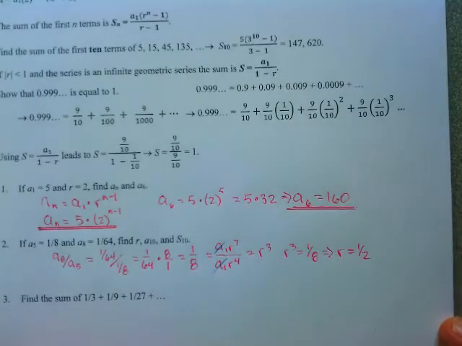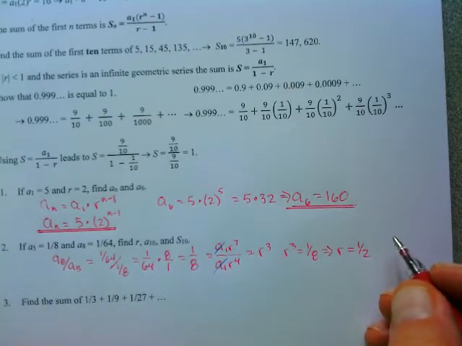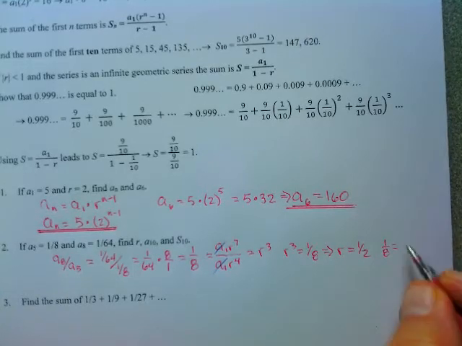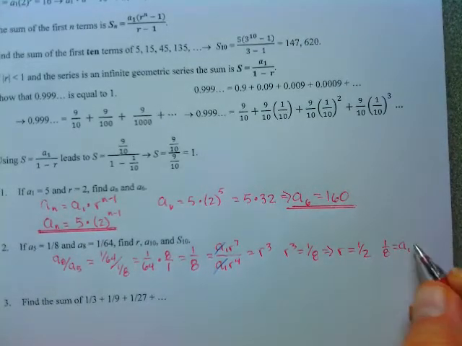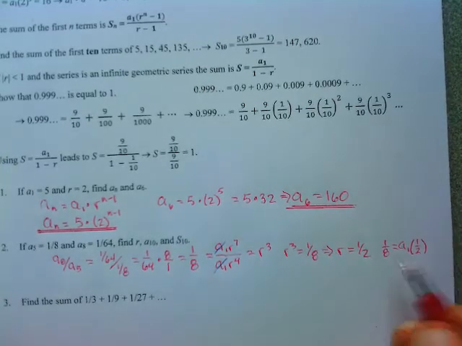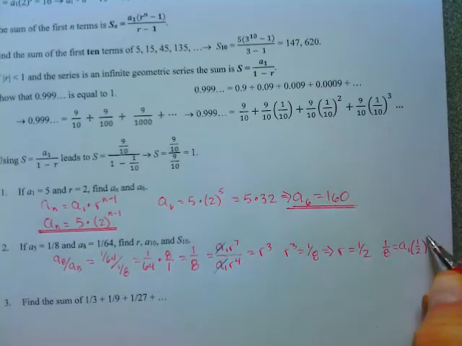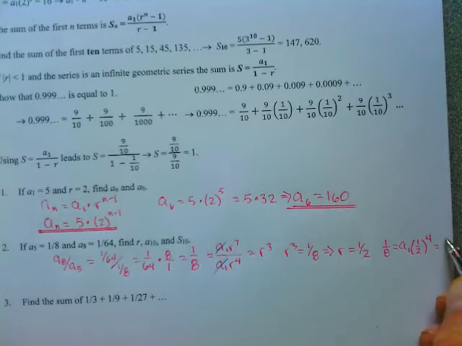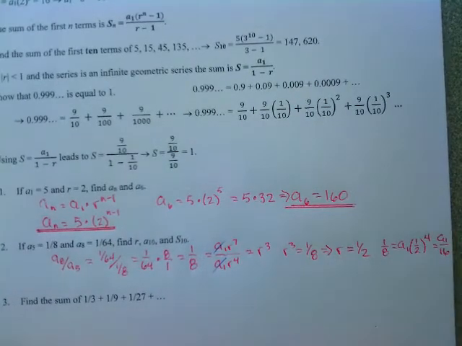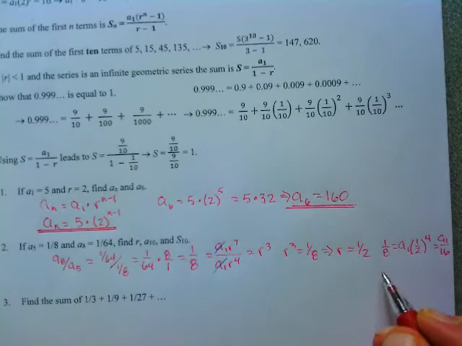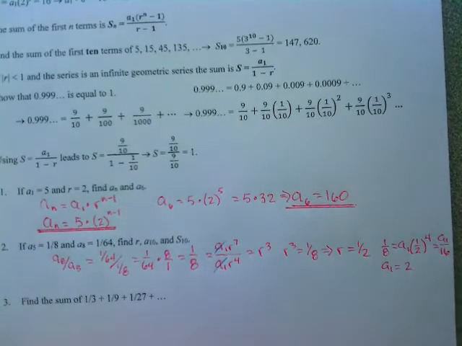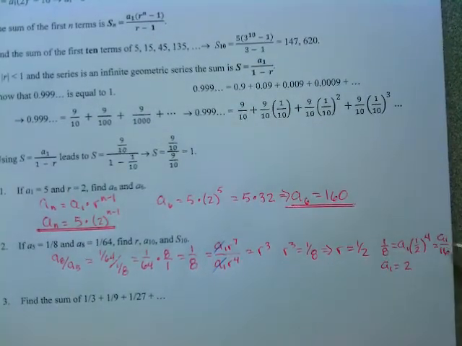Alright, now I still need to find a1, so let's do it over here, give myself some room. What we know is that a5, which was 1/8, has to equal a1, which we don't know, times my ratio, 1/2, and since this is the 5th one, this has to be to the 4th power, which basically is going to be a1 over 16. So basically, if I multiply both sides by 16, I will get a1 equals 2. Again, 1/8 equals a1 over 16.